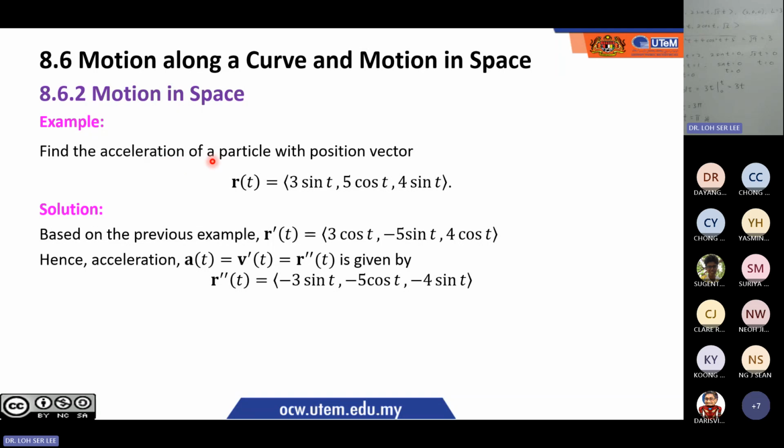Find the acceleration. This one is also straightforward. We need to find the acceleration from a position vector. So given the position vector, you differentiate one time, you get r prime. This is the velocity. Differentiate velocity, you get the acceleration. As long as you know how to do the differentiation, this one shouldn't be a problem.